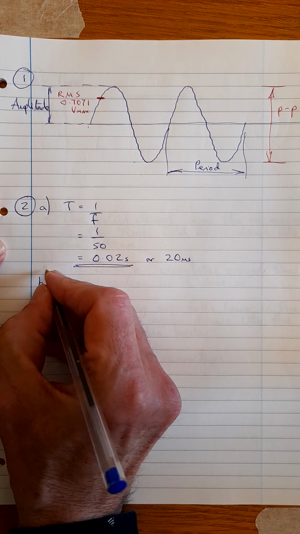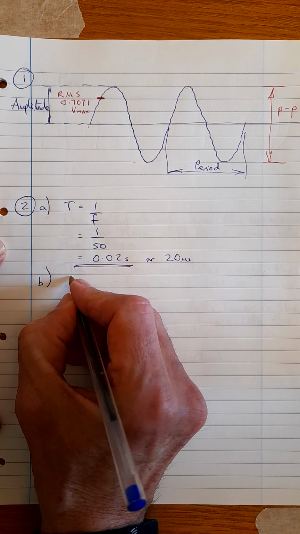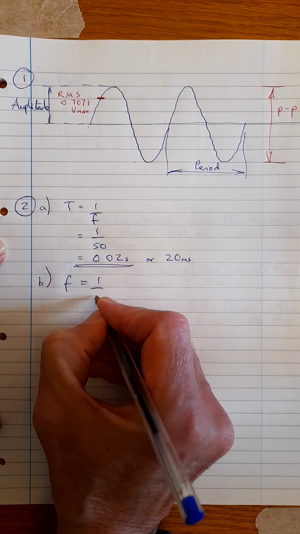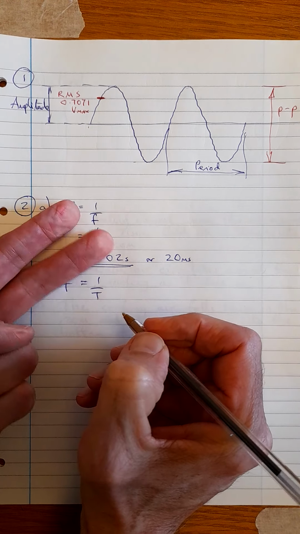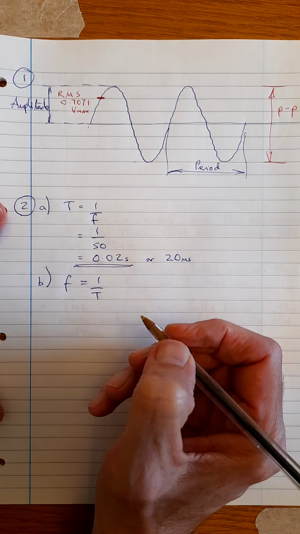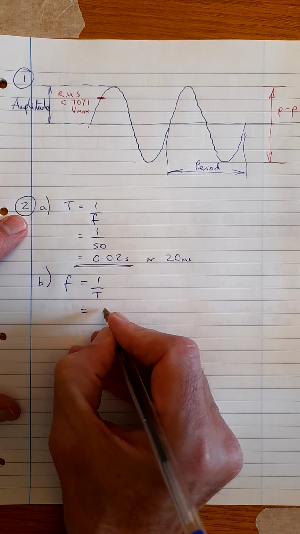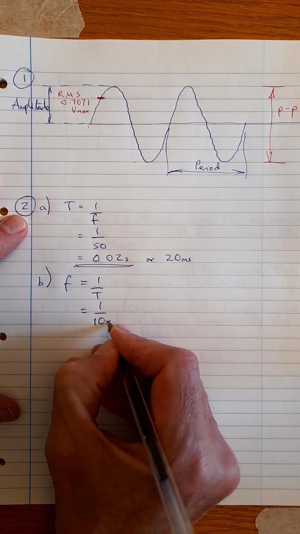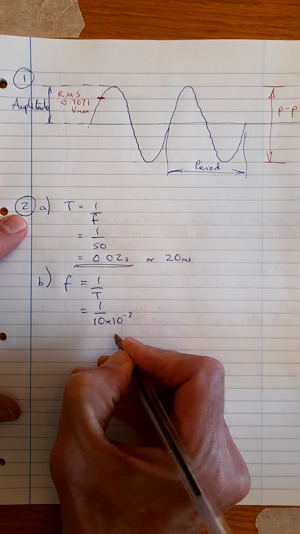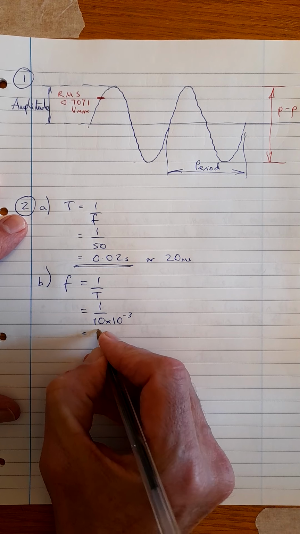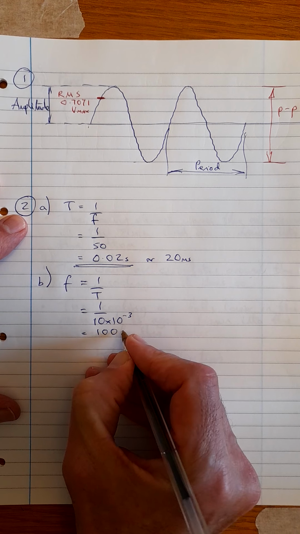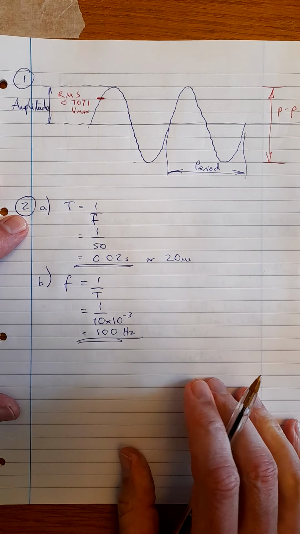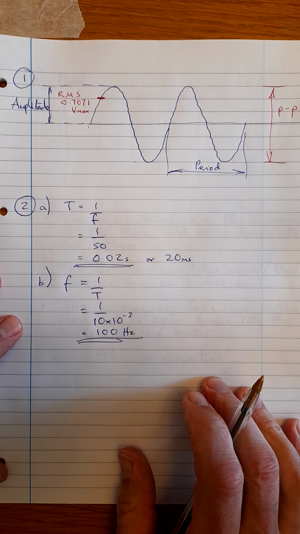Part B, frequency. It's the same formula. F equals 1 over T. The T and the F just swap places. So put the numbers in. 1 over, the period was 10 milliseconds. So that's 10 times 10 to the minus 3. And that will give you 100 hertz. Very short and simple questions, maybe worth 1 or 2 marks.